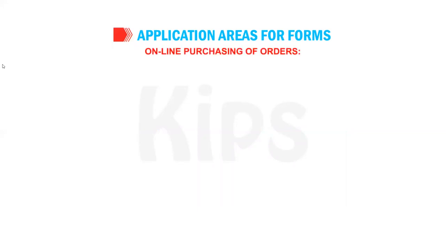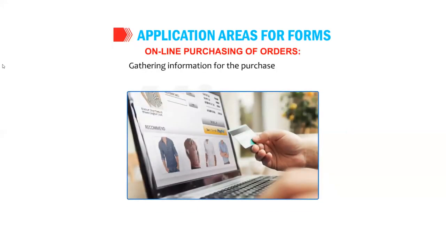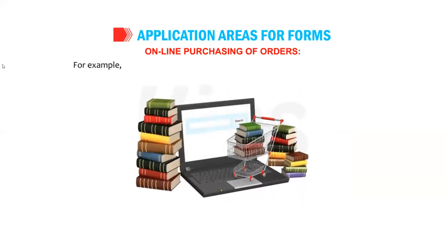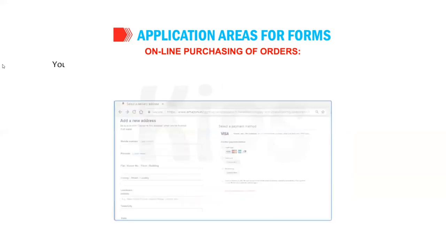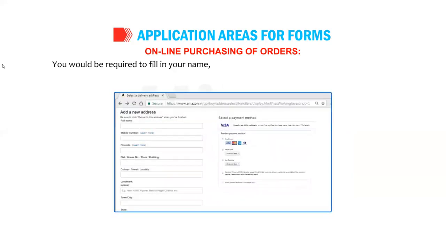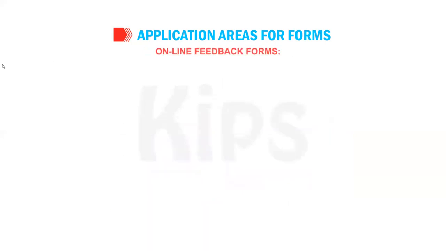Online purchasing of orders, gathering information for the purchase of an item. For example, if you want to purchase a book or any other item over the internet, you would be required to fill in your name, mailing address, mode of payment that you want to opt for, and so on.